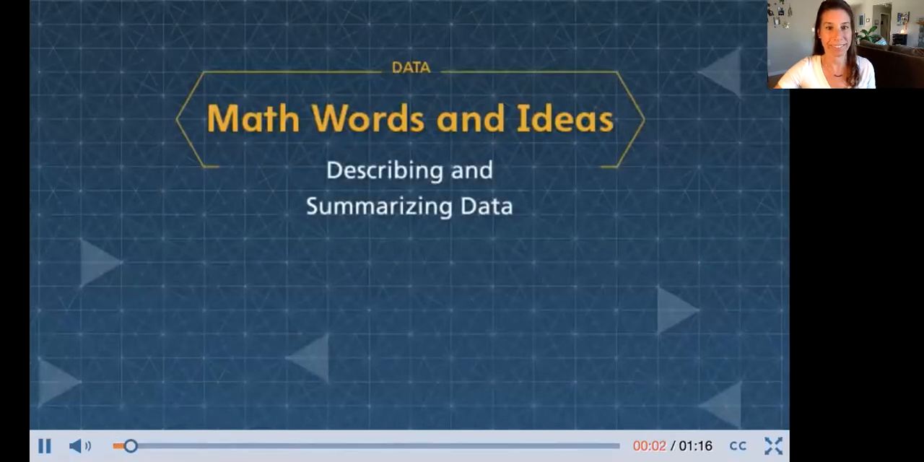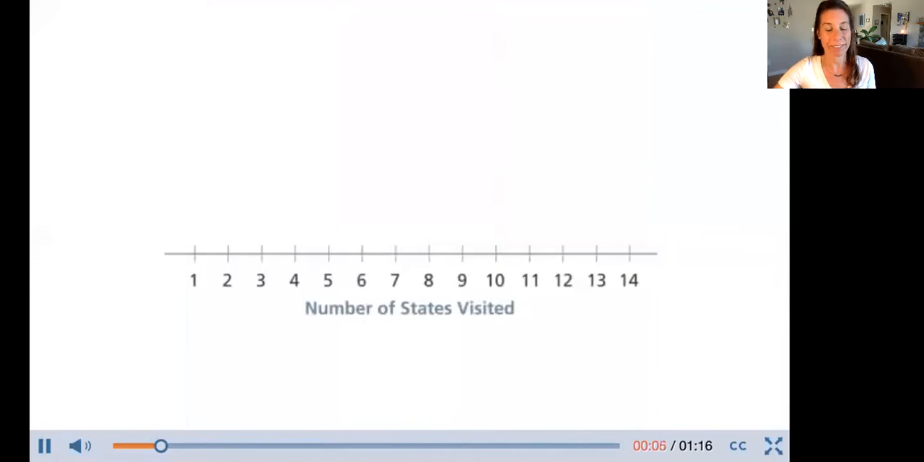Describing and summarizing data. I asked everyone in my class how many states they have visited. I made a line plot of the data and shared it with my class. I asked what they noticed about the data. Gina noticed the lowest and highest values in my data set. She noticed that the data ranged from 1 state to 14 states.